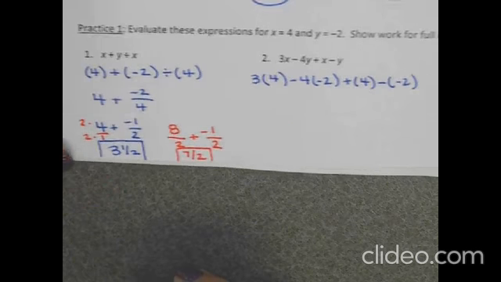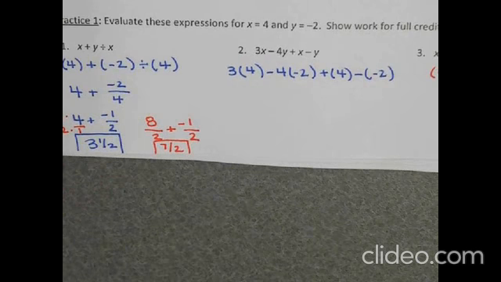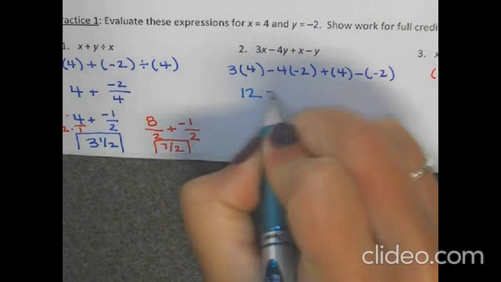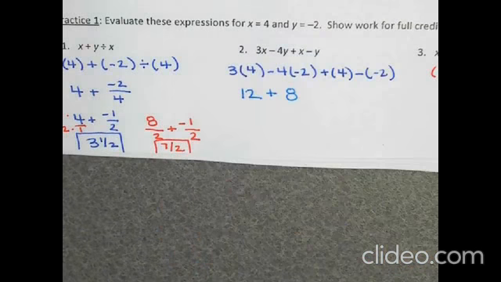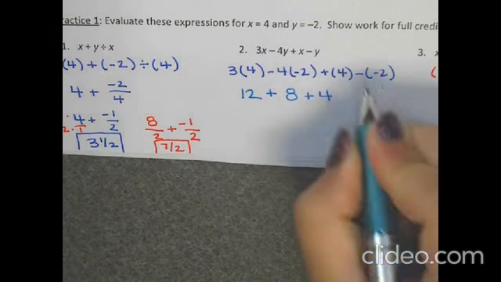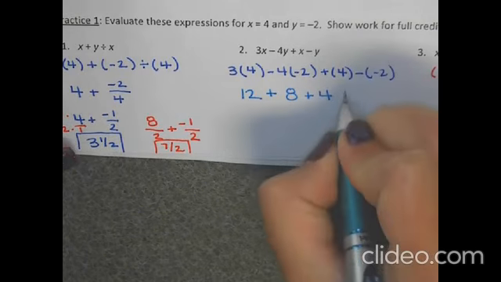All right, number 2. This one was looking pretty good when I was walking around. Many people did their multiplication first. They had 12 and 8 because negative and a negative multiply to a positive, plus 4. What happens in that last one when you subtract a negative number? What happens when you subtract a negative? It what? It turns into addition, so we end up with plus 2.